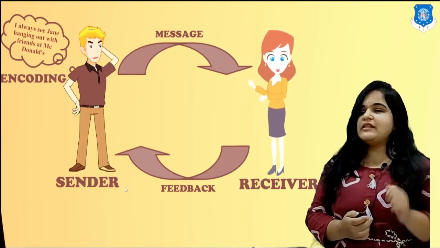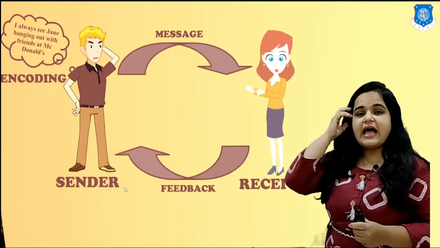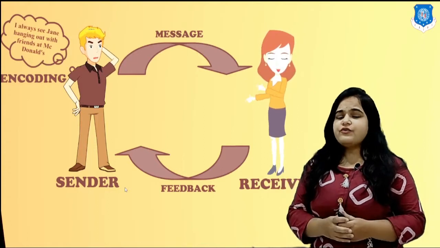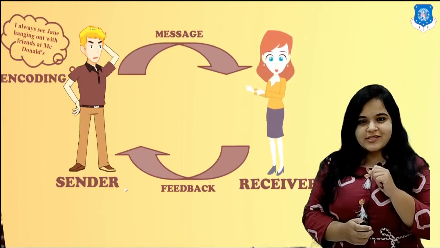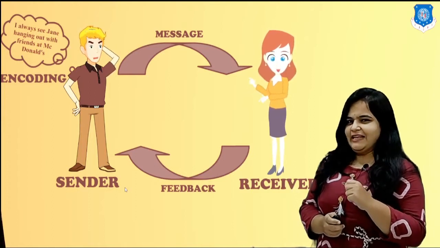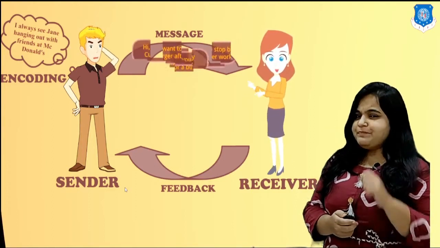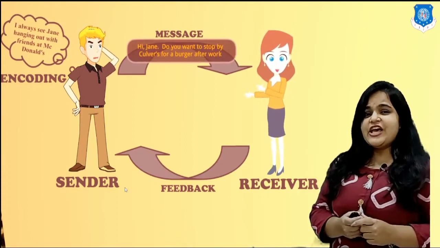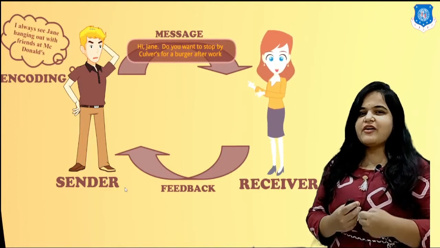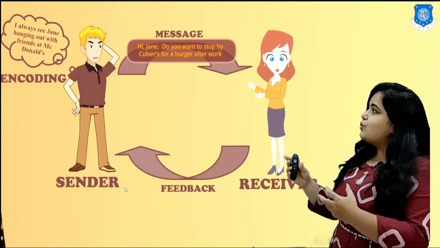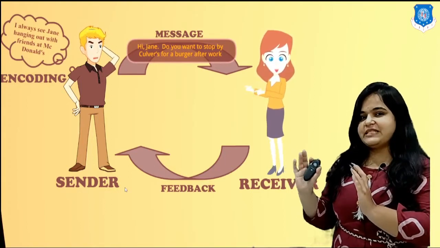Here our John is thinking that Jane always hangs out with her friend at a nearby burger store and he wants to ask her out on a date, but he does not directly tell her so. What does he tell? He sends her a message that, do you want to hang out at a burger shop after you have completed your work? This is the actual message.